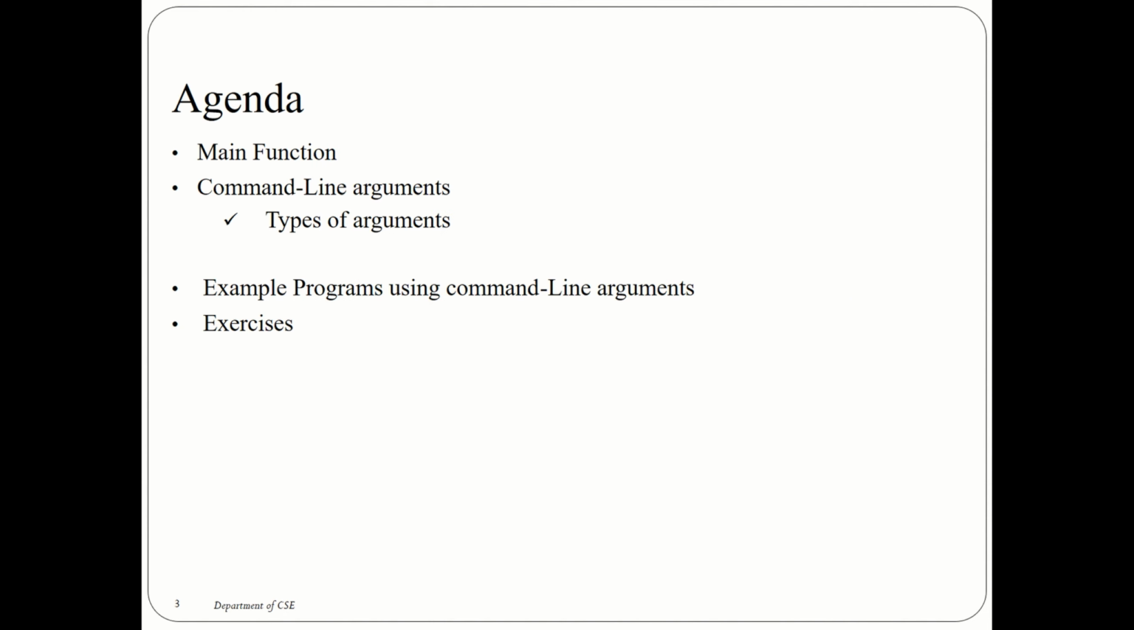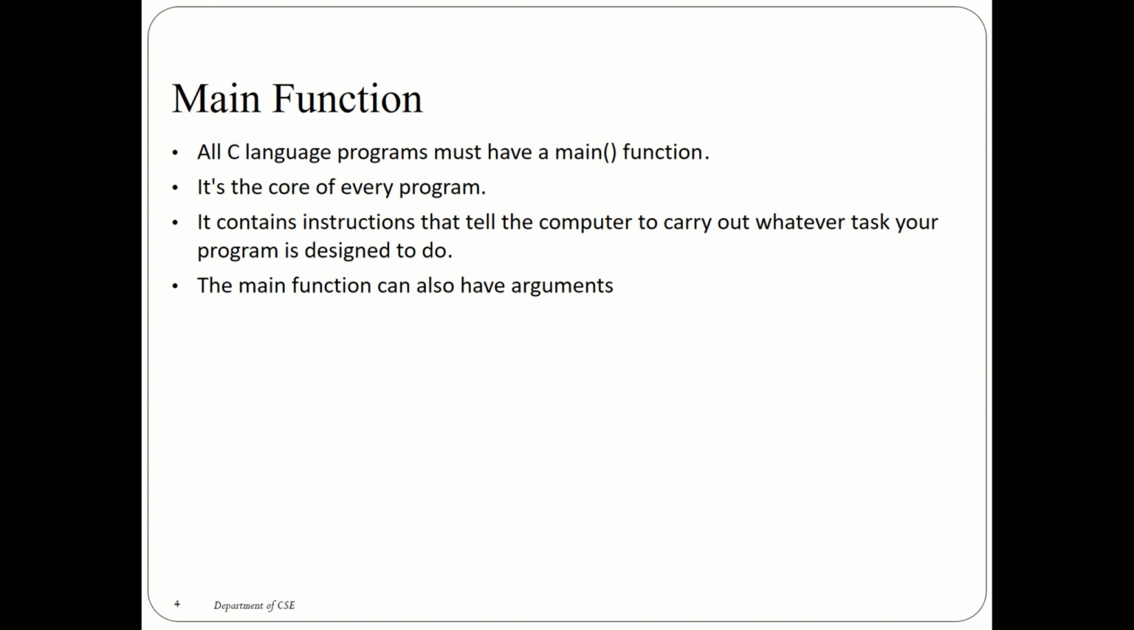Before that, we need to understand what a command line argument is. Let me ask you one question. If it is a C program, which is the function from which the C program starts its execution? All of you know that C programs always start execution from the main function. It is the core of every program, and it will have all the other supportive functions and user defined functions called from it. So can the main function also have arguments is the question now.